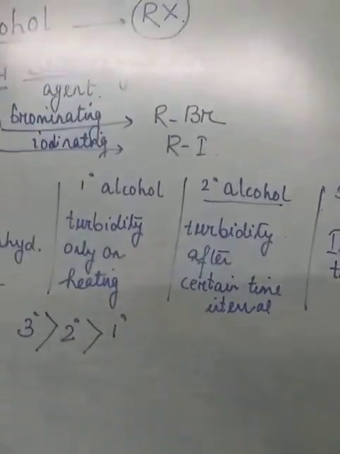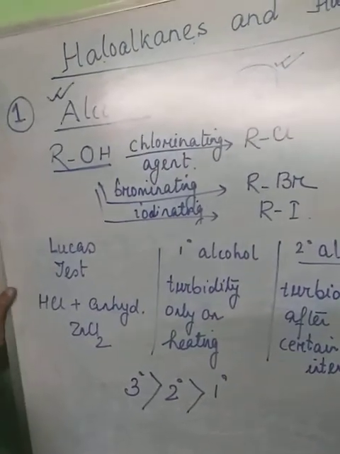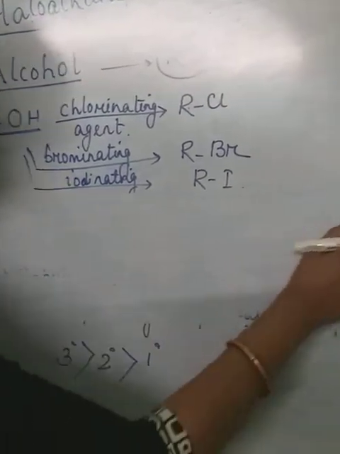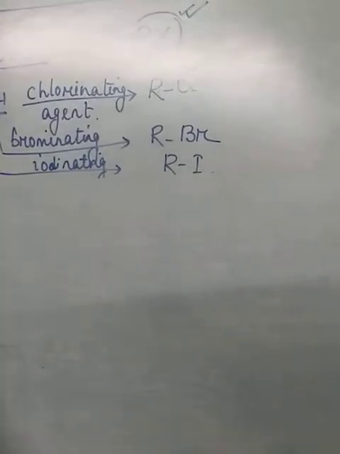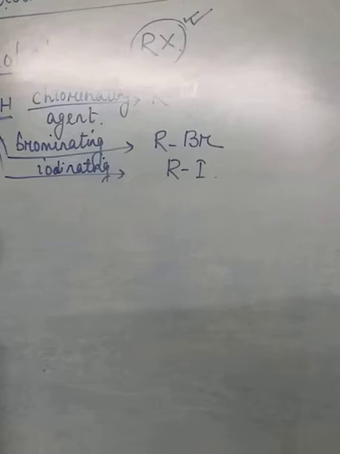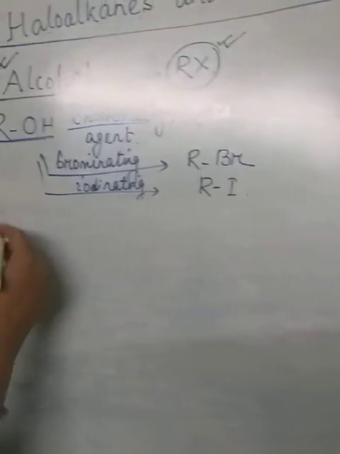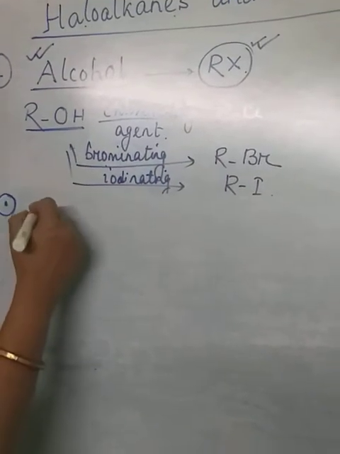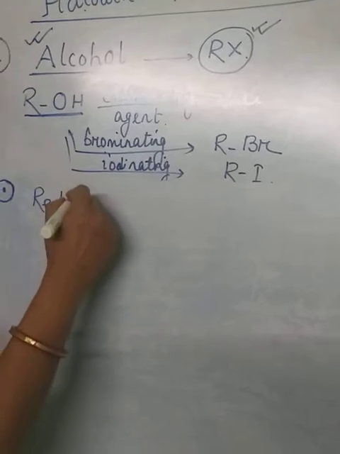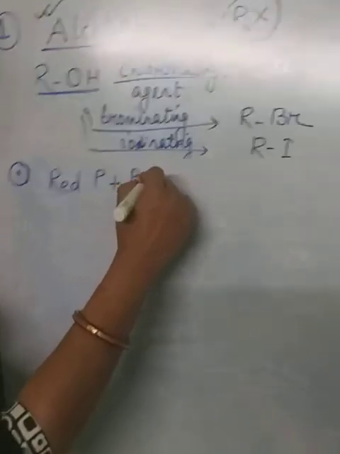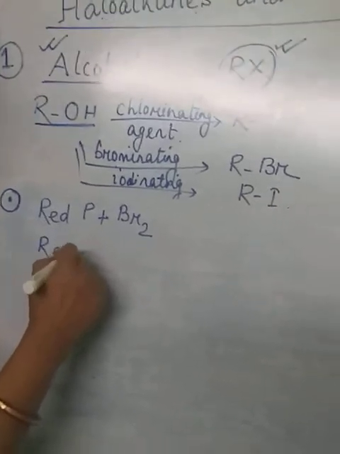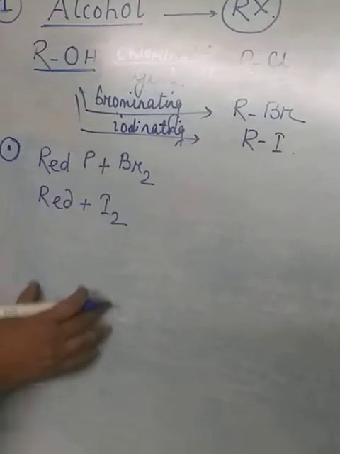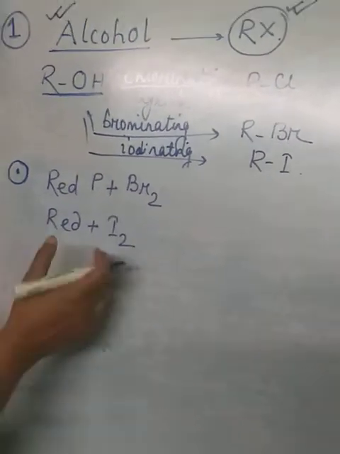This Lucas test we will study again when we have the alcohol and phenol chapter. The next very important point is for bromination and iodination. We take a mixture of red phosphorus along with bromine, or red phosphorus and iodine. But we do not take PBr3, PBr5 or PI5, PI3, all these.